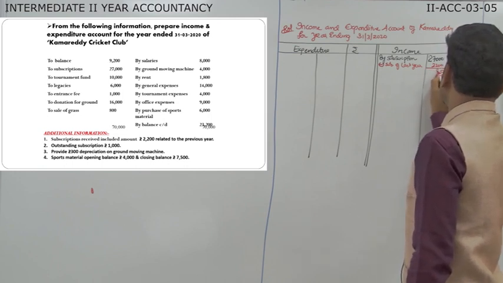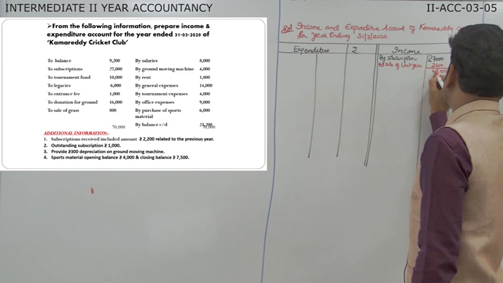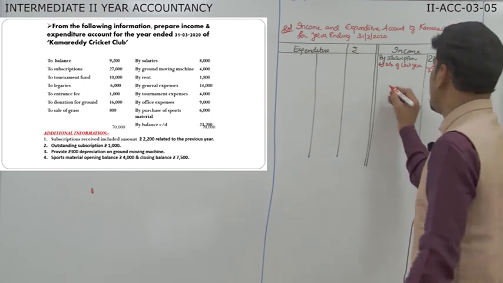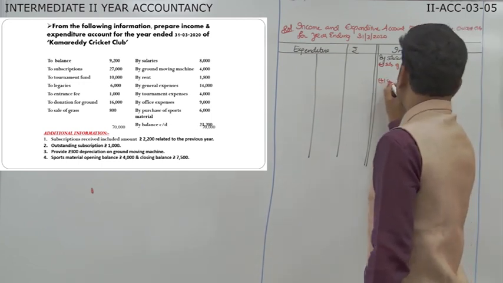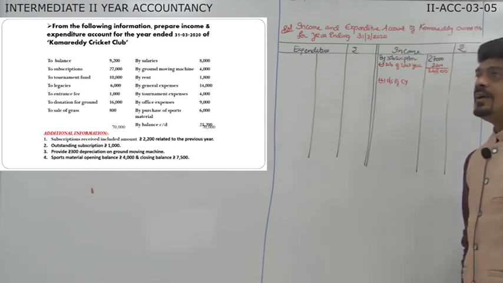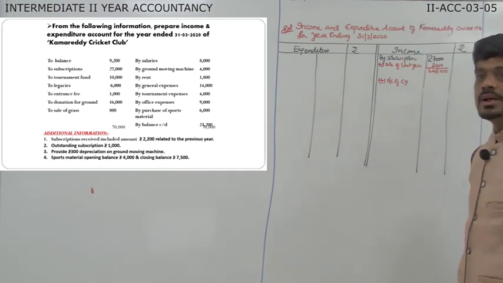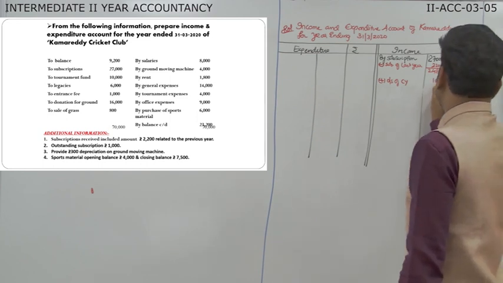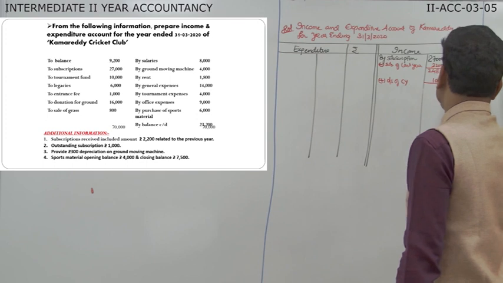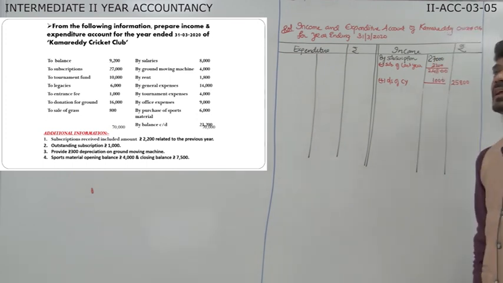6 minus 2, 4. I kept it in inner column. Why did I keep it? Because there is one more adjustment and that is outstanding. So add outstanding of current year. CY means current year. How much is outstanding of current year? 1,000. So answer is 25,800. Like this also you can do.